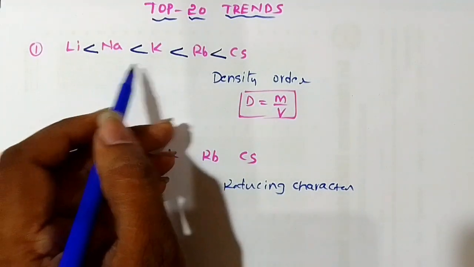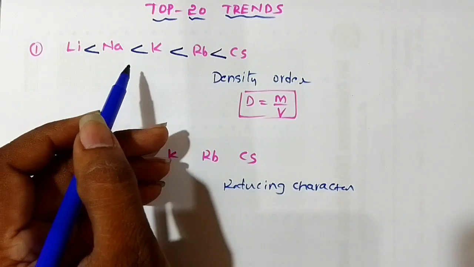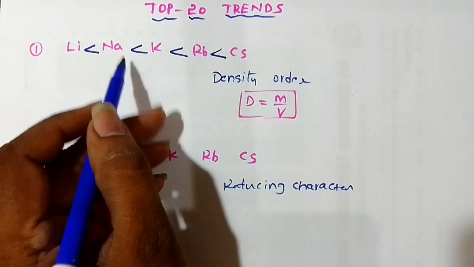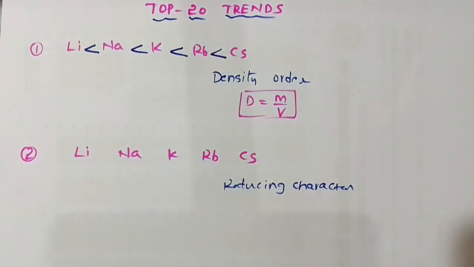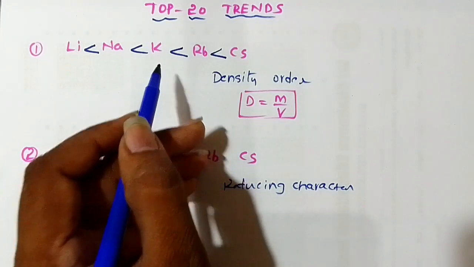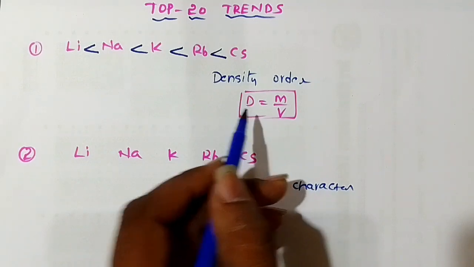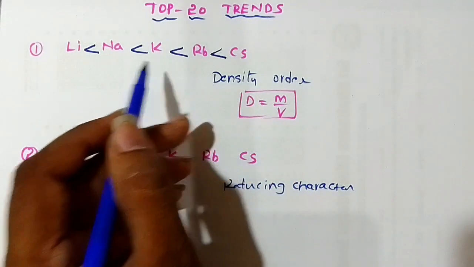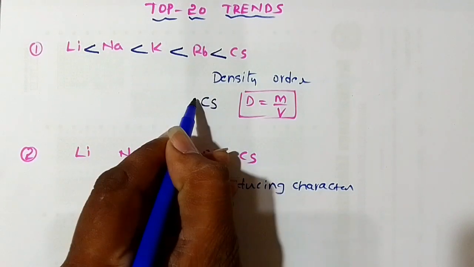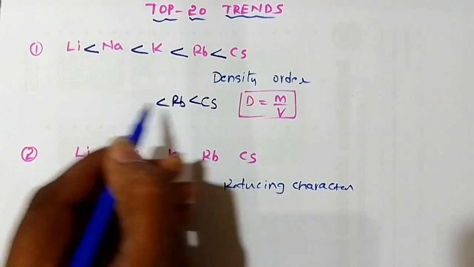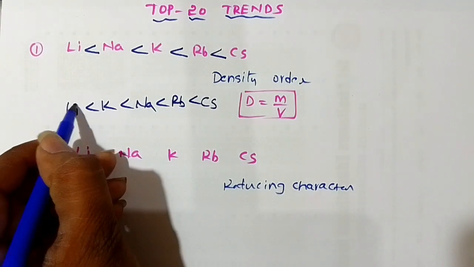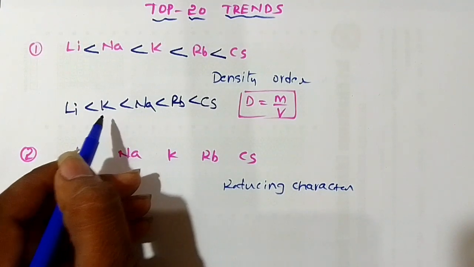But there is a small change in this order: sodium has more density compared to potassium, because in potassium there is an abnormal change in volume. If the volume is more, density is less. That's why the density of potassium decreases compared to sodium. Now the correct order is cesium, followed by rubidium, followed by sodium, followed by potassium, followed by lithium.